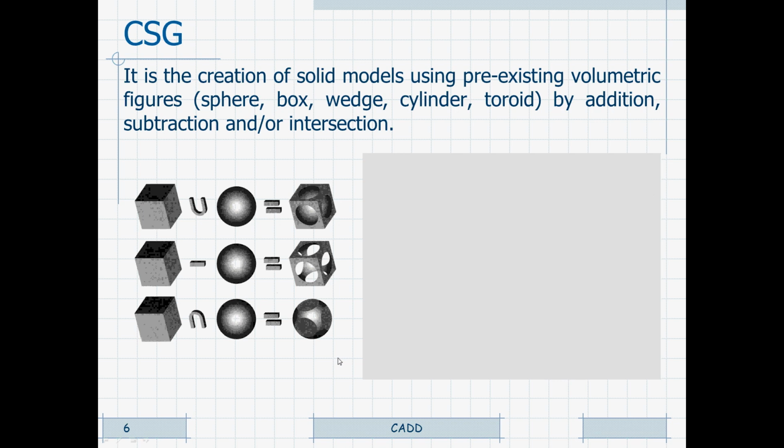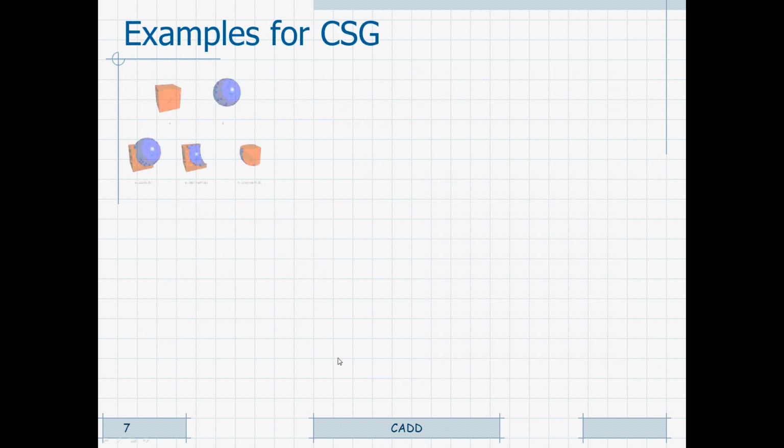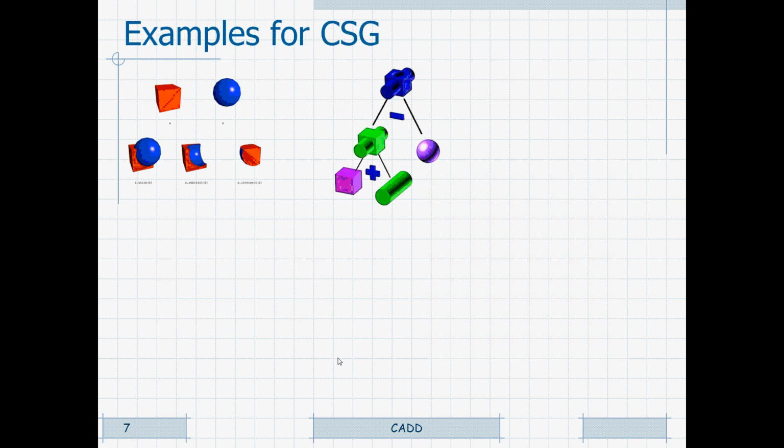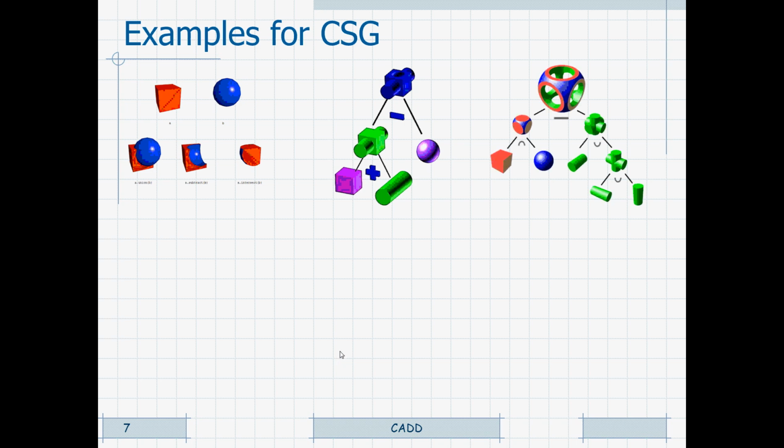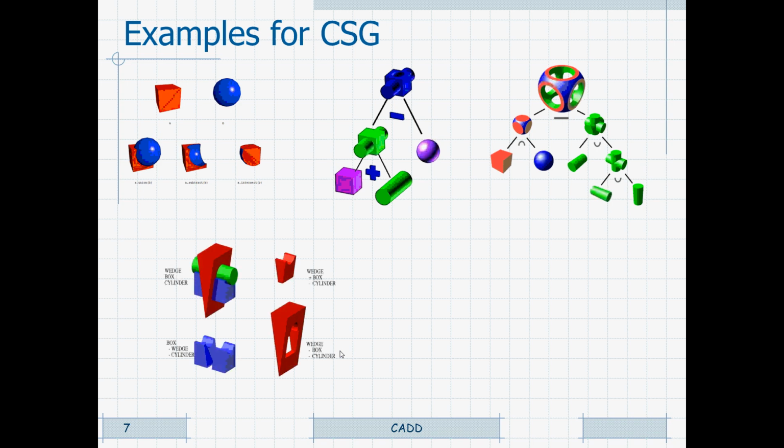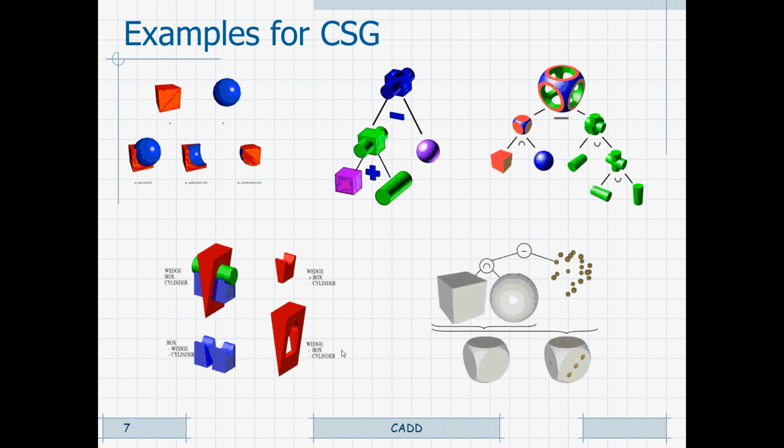Now, there are some examples of constructed solid geometry. Here are some of them where you can actually see how the union, subtraction, and intersection can make different geometries.